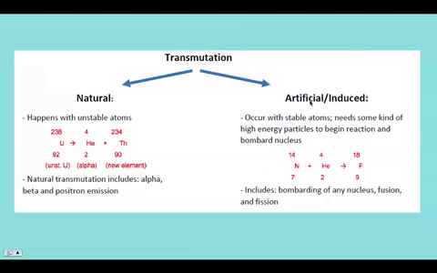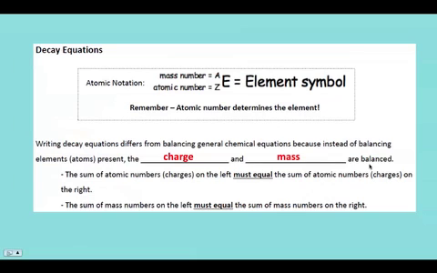We'll look at the end at artificial transmutation, where we'll have a particle and it has to combine with another particle in order to transmute into a new element. So we'll be going over the two towards the end. We're going to start off with just some basics.